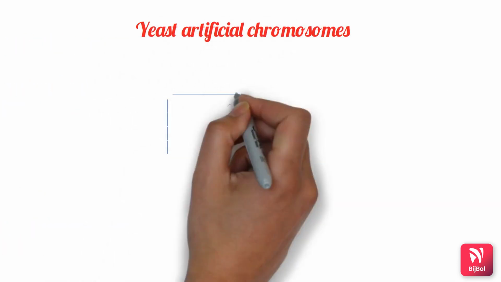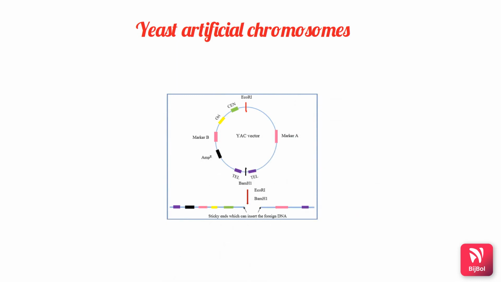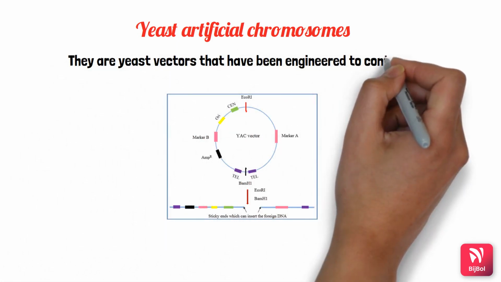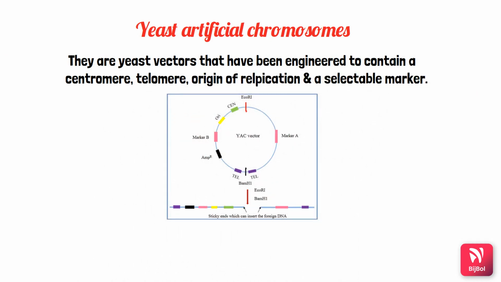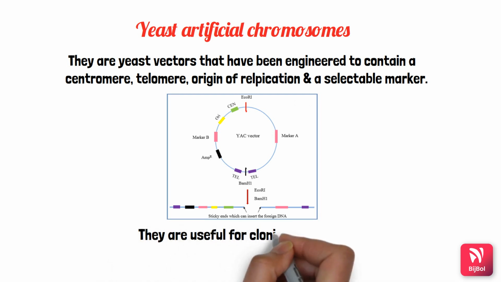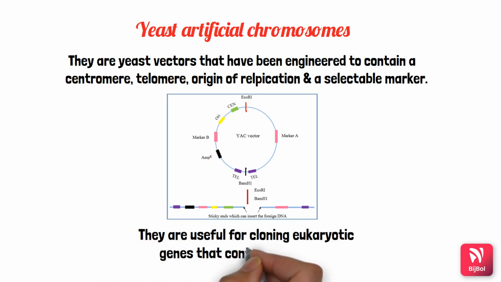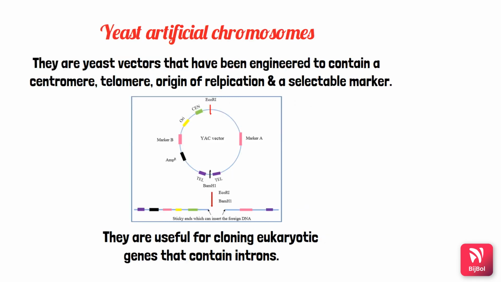Coming to another vector, that is yeast artificial chromosomes. These are yeast vectors that have been engineered, that means designed, to contain a centromere, telomere, origin of replication and a selectable marker. So yeast vectors are designed to have all these components, and they are useful for cloning the eukaryotic genes that contain the introns. What are introns? Introns are nothing but the coding regions of the DNA, whereas exons are the non-coding regions. So these vectors clone the introns.